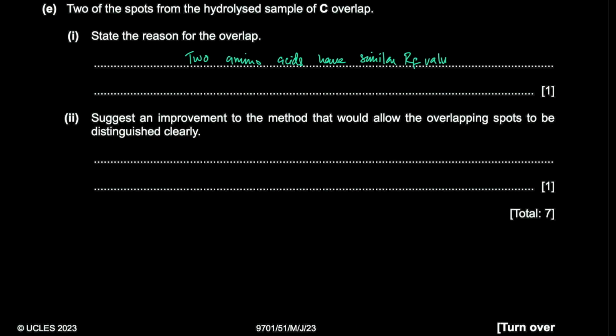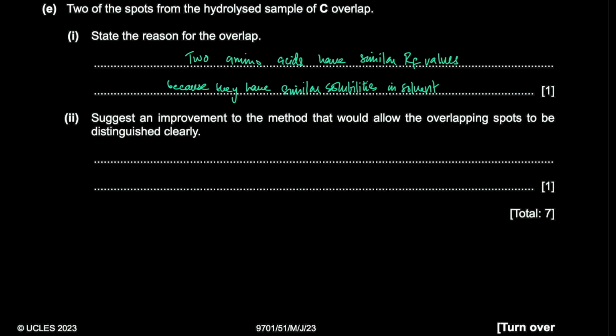Okay, but that's not really a good reason. The reason why is because they have similar solubilities in the solvent, or you can say that they have a similar affinity towards the chromatography paper, right? Suggest an improvement to the method that would allow the overlapping spots to be distinguished clearly.